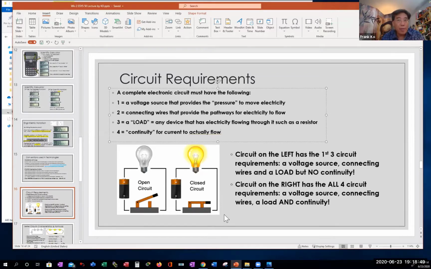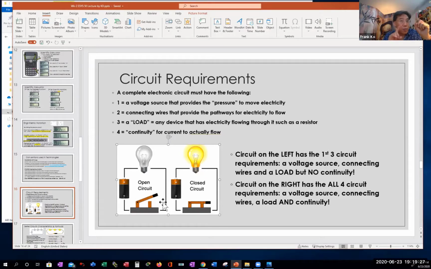Take a look at these two illustrations. The circuit on the left has the first three requirements. It has a voltage source, it has connecting wires, and it also has a load. So it's got 3 out of 4. However, it has no continuity. Why? Because the switch is shown in what position? The switch is shown in what we call the open position. Open switch means no continuity, means we do not have a closed path for electricity to flow.